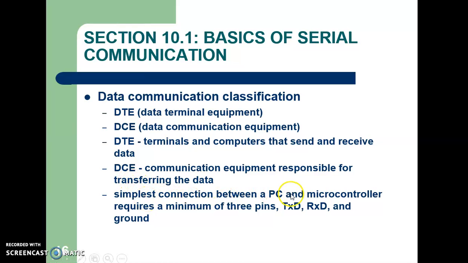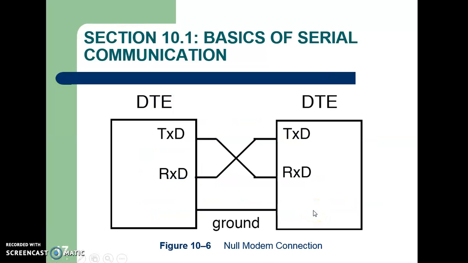The simplest connection between a PC and a microcontroller requires a minimum of 3 pins: a ground pin, a transmitting pin, and a receiving pin. So this is a full duplex kind of communication. This is how we have to connect. This is one data terminal equipment, and this is another. Ground is common. The transmitter pin of one equipment is connected to the receiver pin of the next equipment, and the transmitter pin of the second equipment has to be connected with the receiver of the first one.